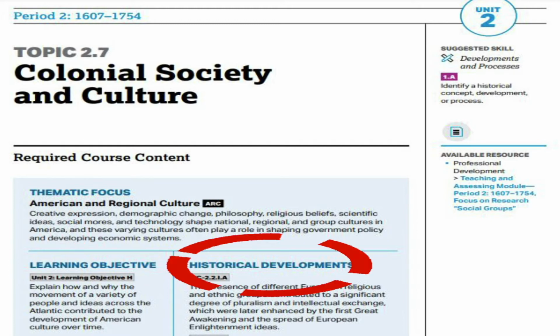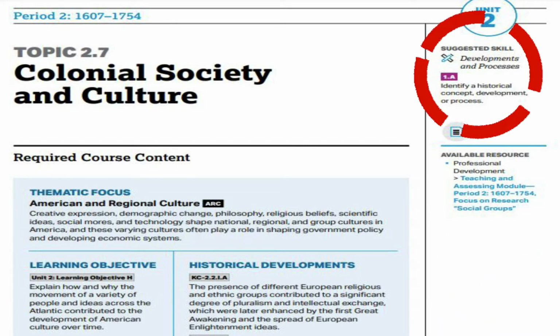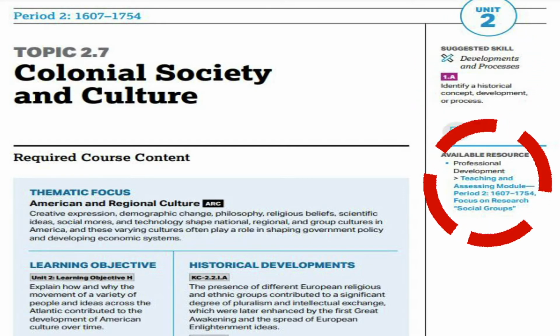On the right, we have the historical developments, essentially a summary of the learning objective and how it applies to this particular unit. The thing to really keep in mind about these is that the historical developments may be the model for the LEQ on the exam. At least they were for the 2021 exam. See my video on that exam for more details. On either the left or the right side of the page, you will see suggested thinking skills in the corner, and underneath that you will see additional resources, which the College Board provides.